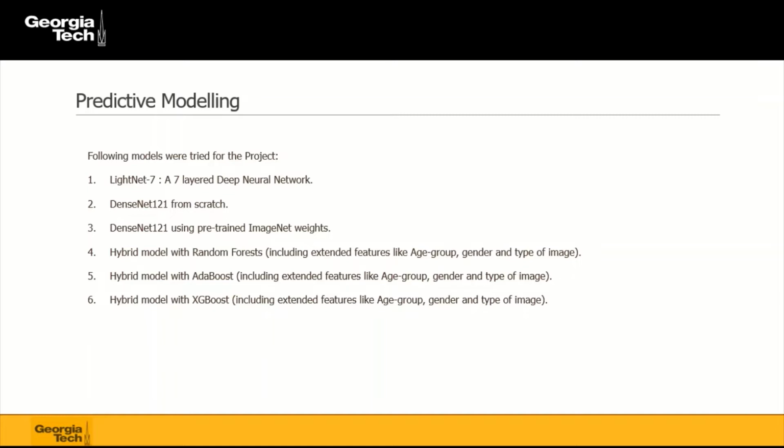And apart from that, we came up with a hybrid model which uses a convolutional neural network for the feature extraction part, and for the classification part it uses classical machine learning algorithms like random forest, AdaBoost, and XGBoost. Now we have also included extended features for this hybrid model, and these extended features are the age group, gender, and even the type of the image along with the images that we have used.